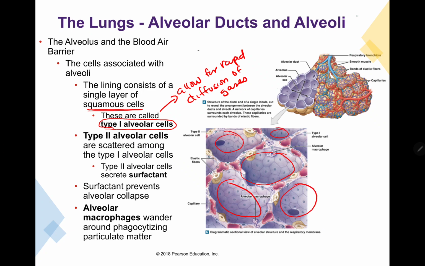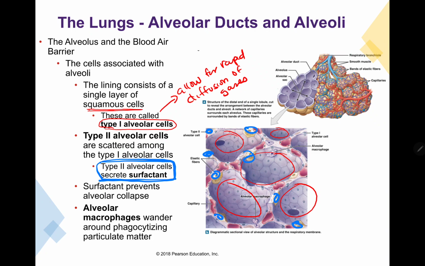Okay, we also have those type 2 alveolar cells. They're going to be scattered amongst this region right here, scattered amongst those type 1 alveolar cells. And they're going to be able to secrete surfactant, okay, to reduce the surface tension, to prevent these alveoli from collapsing during each exhalation. So these are very, very important, those type 2 alveolar cells secreting that surfactant to prevent the alveolar collapse.